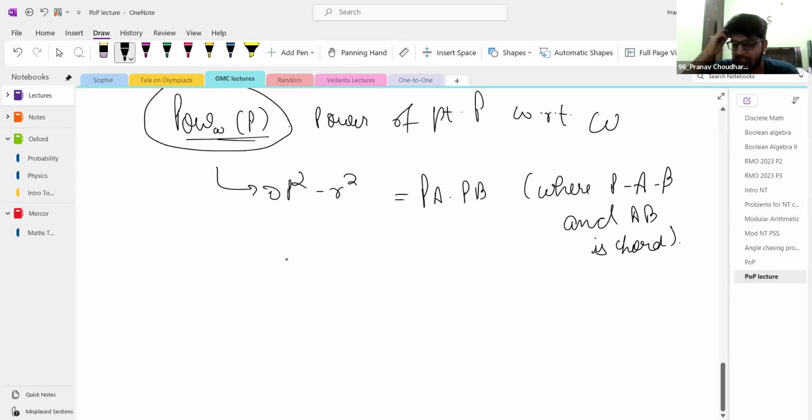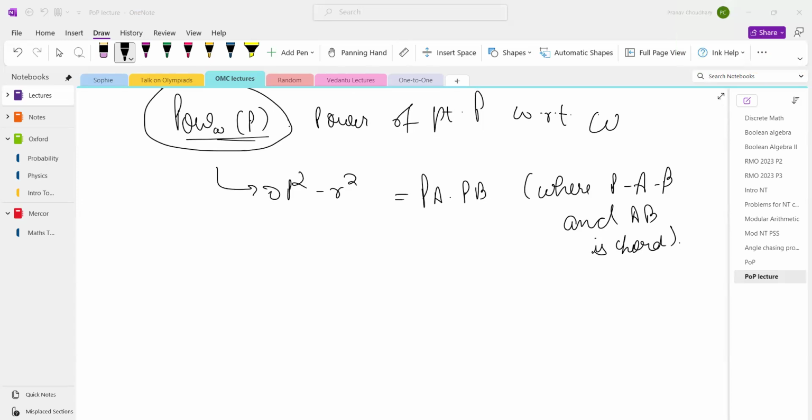Okay, I should have asked this earlier, but for those of you who know power of a point from before, try this question. Can you see my screen? Like, what do you see? OneNote or something else? It's okay. Wait, what do you people see? OneNote only, right? Okay, fine.